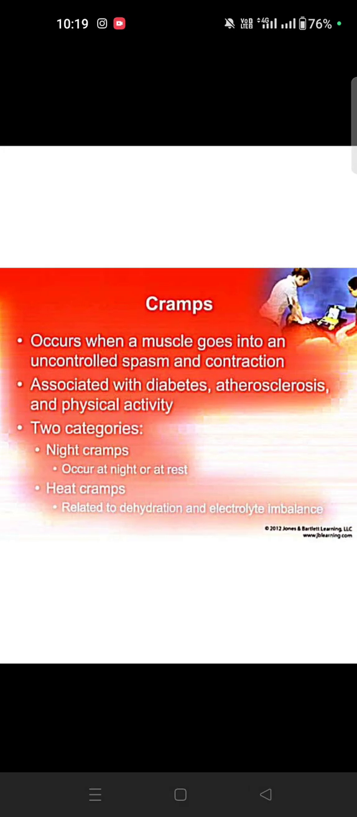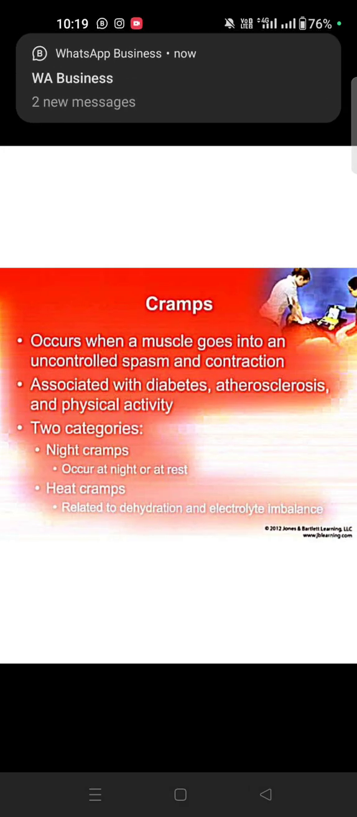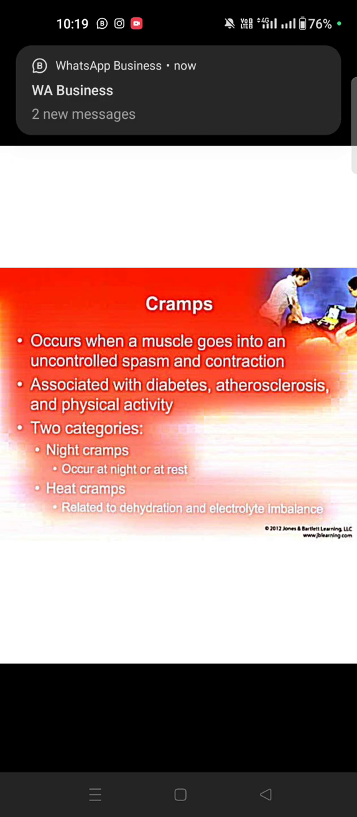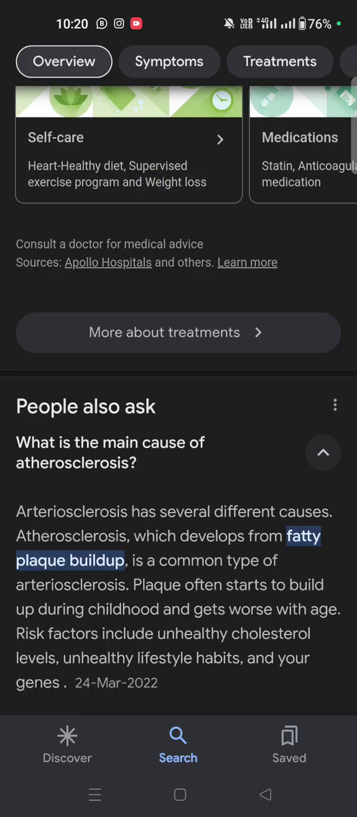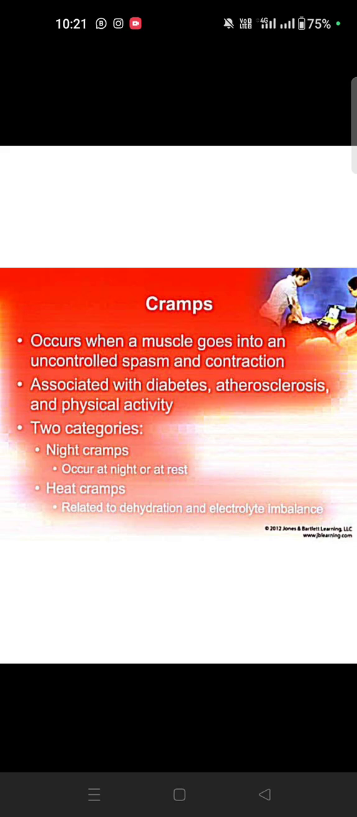Then cramps occur when a muscle goes into an uncontrolled spasm, a contraction. They are associated with diabetes, atherosclerosis and physical activity. Atherosclerosis means fatty plaque; cramps happen when the plaque ruptures. There are two categories: night cramps, which occur at night during rest, and heat cramps, which are related to dehydration or electrolyte imbalance.